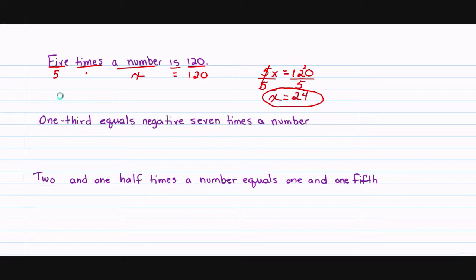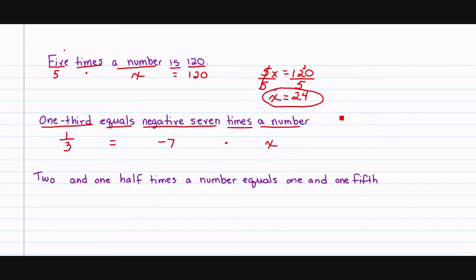Okay, on to the next problem. Fractions. Everybody loves fractions. 1/3, don't be scared. It's just a division problem. That just means 1 divided by 3 equals negative 7 times a number. All you have to do is break this down.